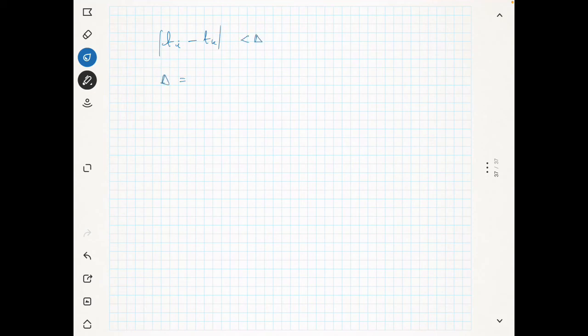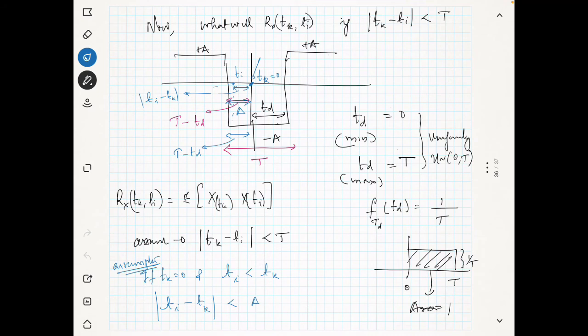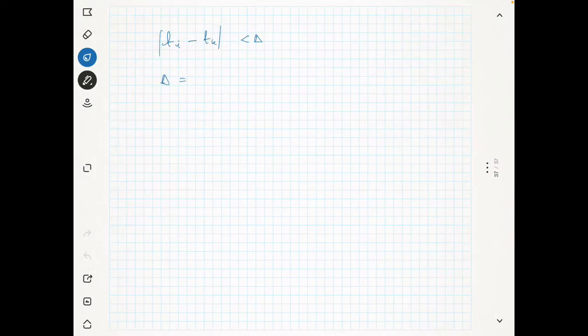And what is delta? Delta has been given here. You know that this is Td. So delta means actually the total duration is T, so delta is nothing but T minus Td, as I showed here. So Ti minus Tk should be less than delta, which is T minus Td.